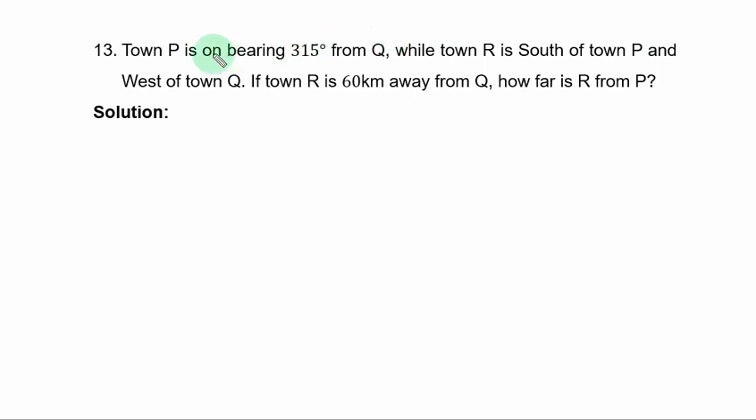Town P is on bearing 315 degrees from Q, while town R is south of town P and west of town Q. If town R is 60 kilometers away from Q, how far is R from P? From the first line, we have town P on this bearing from Q.